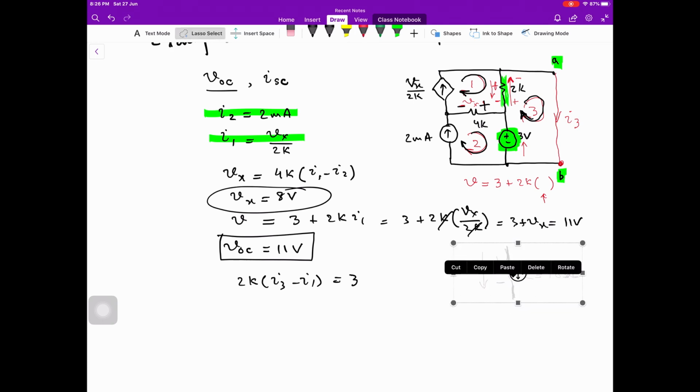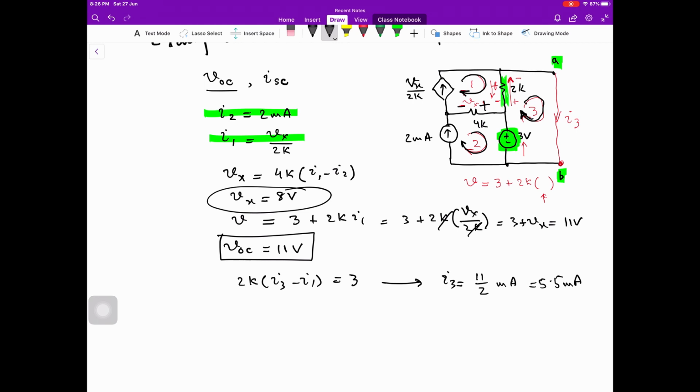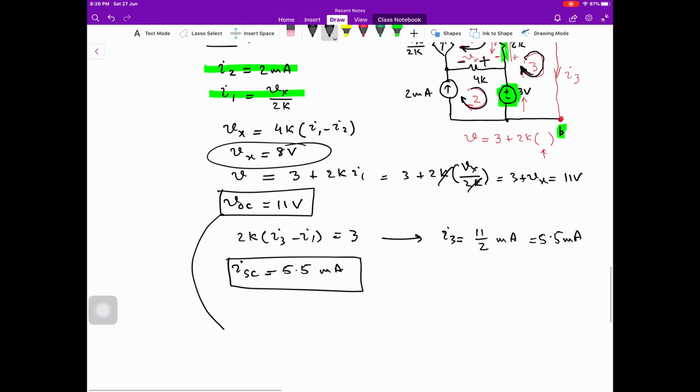So in here we see that from this we find I3. I have done it, you have to do it by yourself, and I3 is 11 by 2 milliampere, which means it is 5.5 milliampere. And I3, you know, is I short circuit. So we have calculated V open circuit and I short circuit.